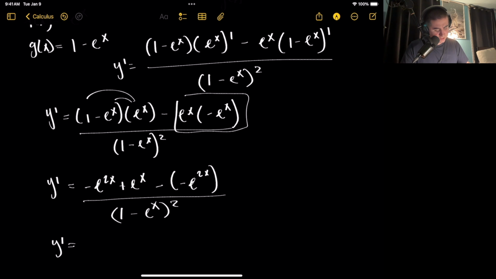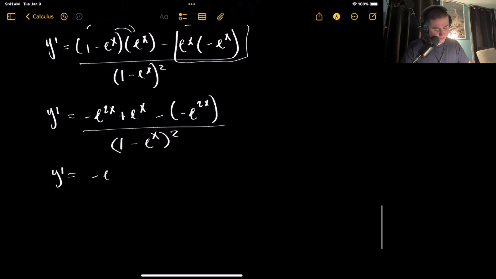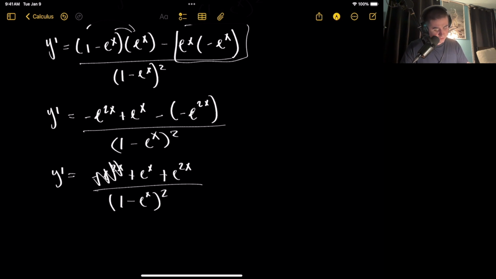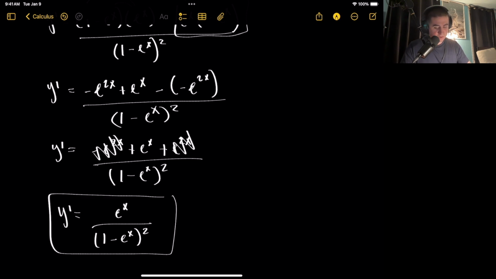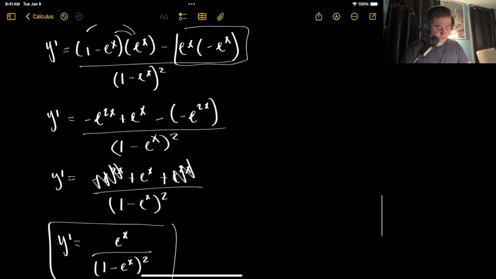All right, now we could just simplify here. We're going to have negative e to the power of 2x, plus e to the x, plus e to the x. So these two in the numerator will cancel out. Let me just finish writing this denominator down real quick. These two will cancel out, and we are left with y prime is equal to e to the x over (1 minus e to the x) squared. This is our final answer for this particular problem.